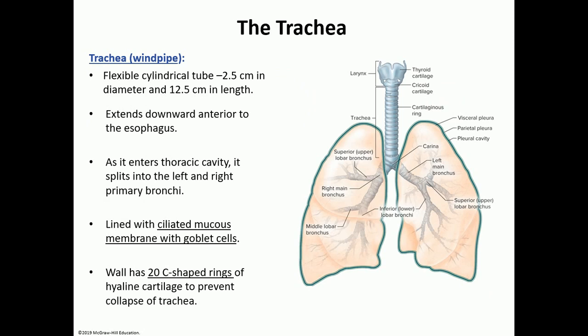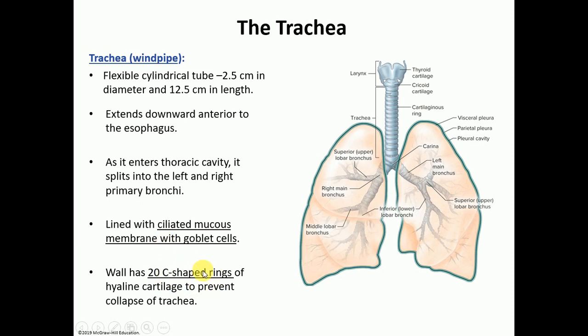Now moving down into the trachea, that is a cylindrical tube. It's made out of these different cartilaginous rings, but they are not full circles. These are C-shaped rings. And you'll see here that the anterior part, you can see the cartilage. If you flip this and you look at it from a posterior view, there's no cartilage. It is replaced by smooth muscle fibers. It is also lined with ciliated mucous membrane with goblet cells.